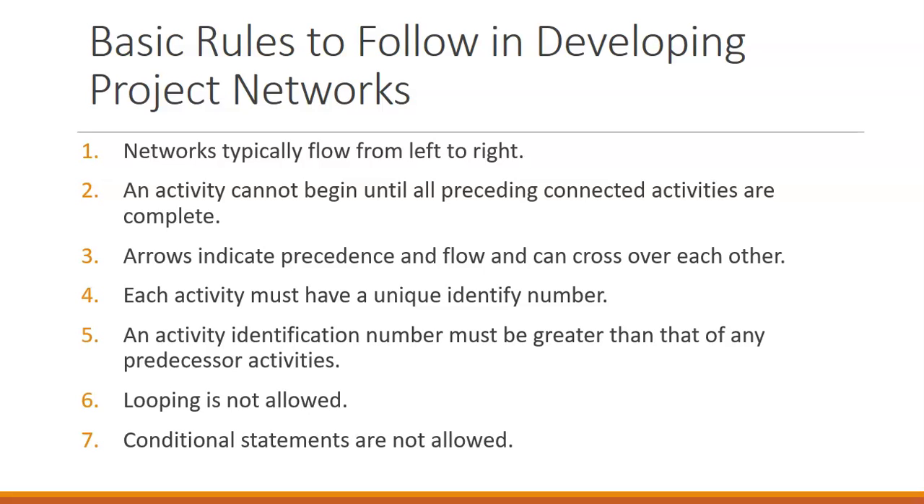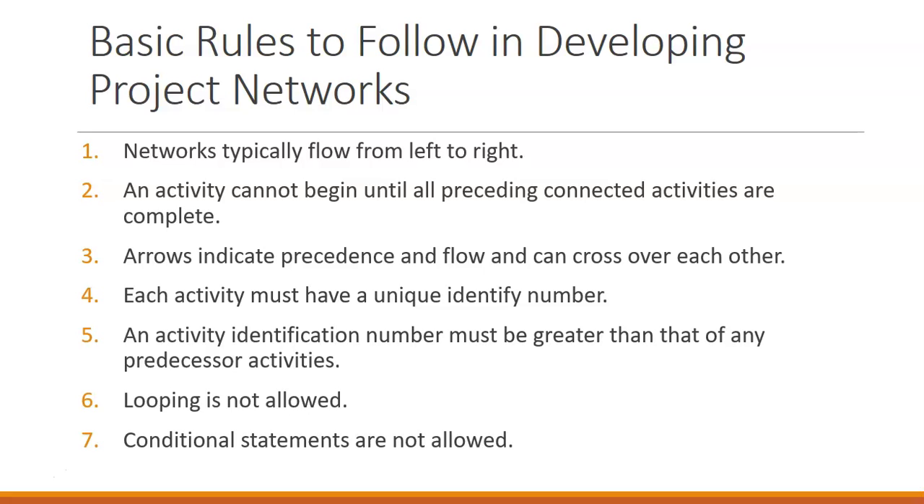Each activity must have its unique identity, whatever our sequencing system or our labeling system is. An activity identification number must be greater than that of any of its predecessor activities. So we wouldn't say D, C, D, A, we would go A, B, C, D.